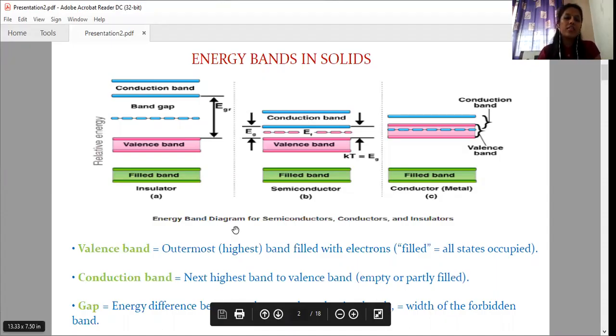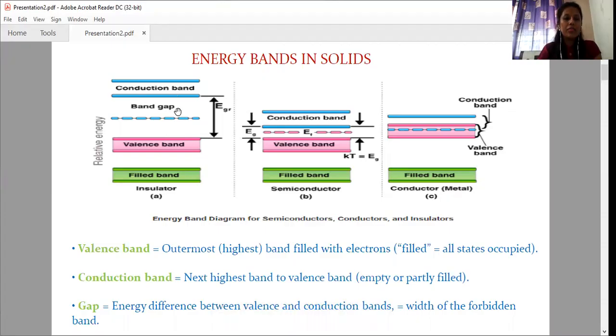So the next question is, what is meant by a gap? A gap means the difference between the valence band and the conduction band. The gap in between is called the forbidden gap energy.